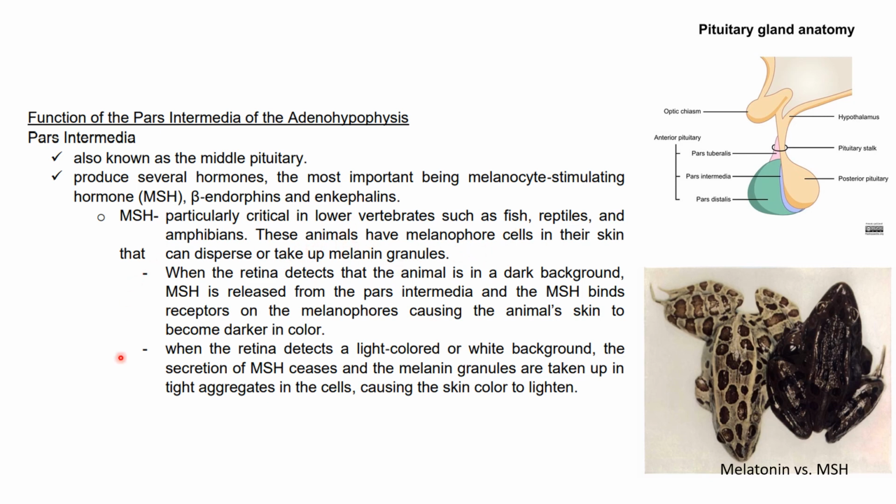So what happens here? When the animal detects that the background is dark, it releases MSH, which acts on your melanophores, causing the animal's skin to become darker. In contrast, when the retina of the animal detects a lighter or white background, MSH secretion is ceased and the skin will become lighter. Hence, MSH has a role in animals trying to camouflage themselves, or in environmental mimicry.